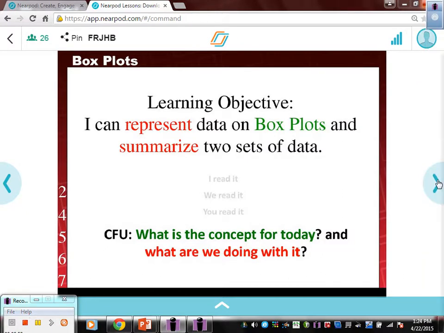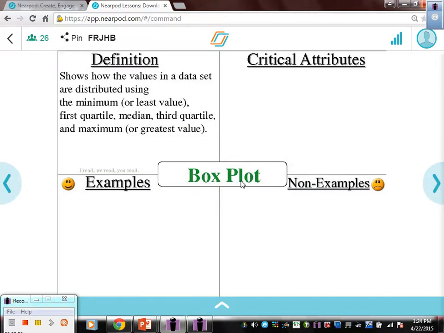So with that said, what are box plots? Box plots show how the values in a data set are distributed using the minimum, the first quartile, the median, which is Q2, the third quartile, and the maximum. So it shows how the values in a data set are distributed, and they use 5 different types of information: the minimum, Q1, Q2, Q3, and the maximum. Example.